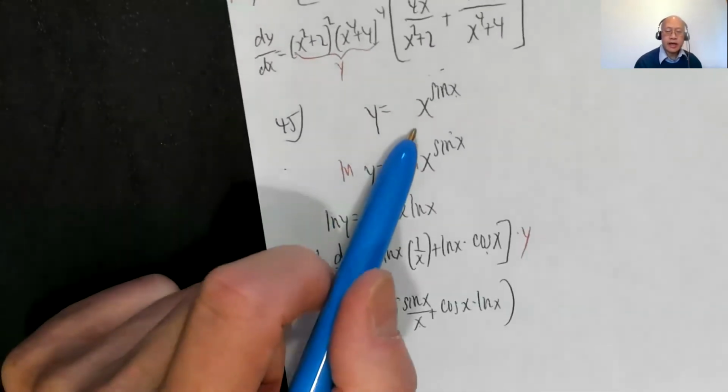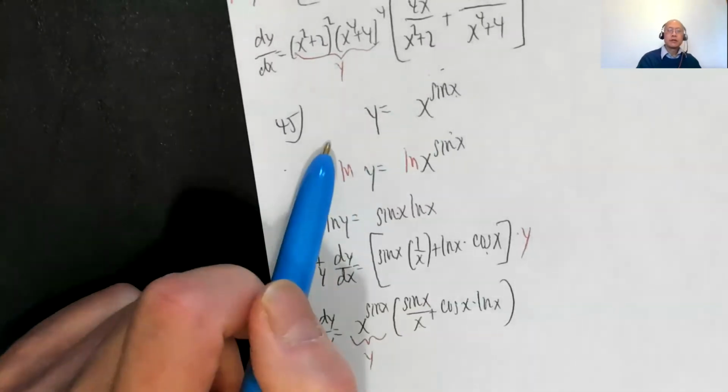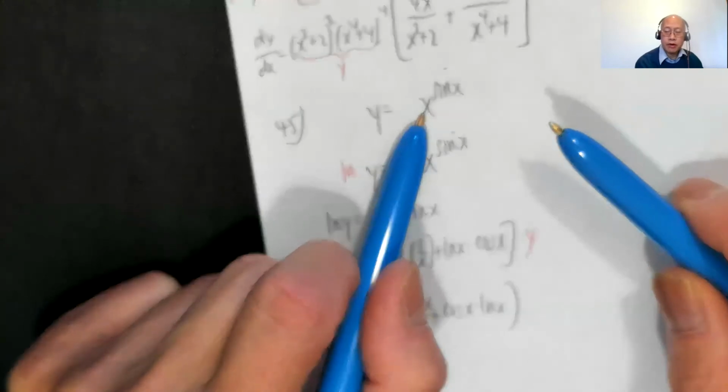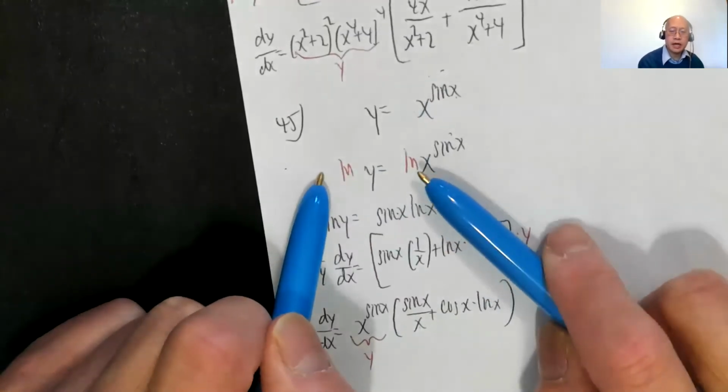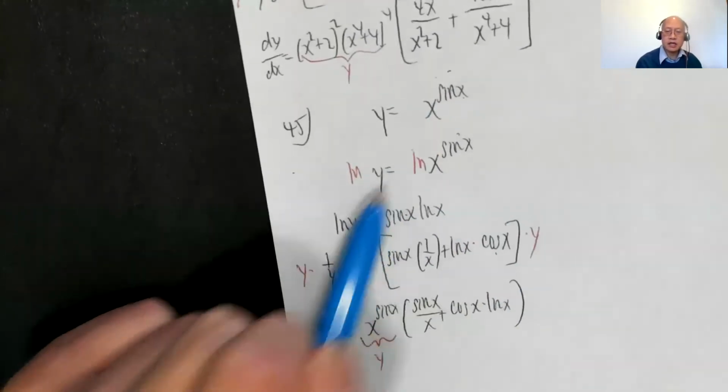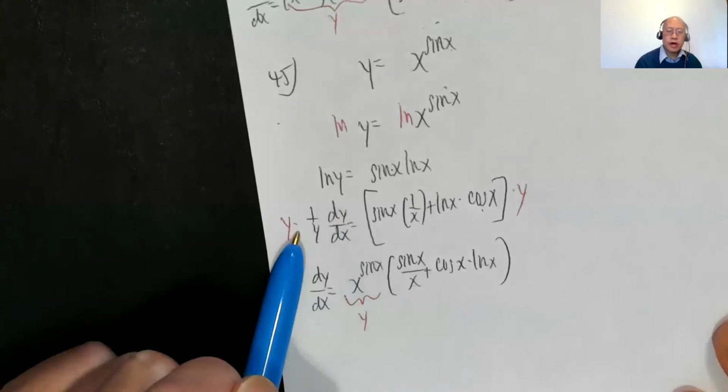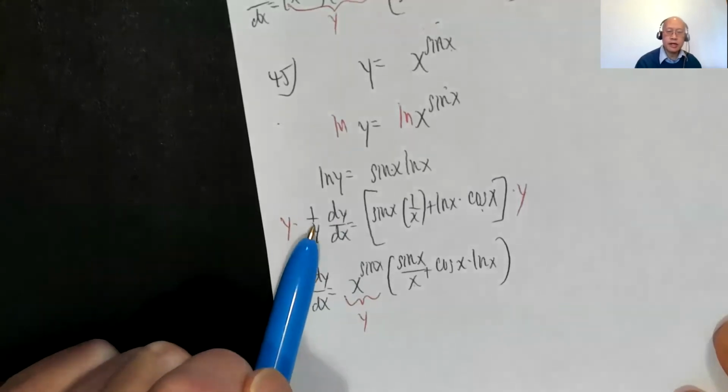45, y equals x raised to the sine x. Okay, so that's a variable to a variable. Take the ln of both sides. That allows sine x to come down. 1 over y dy dx. This is always 1 over y dy dx.